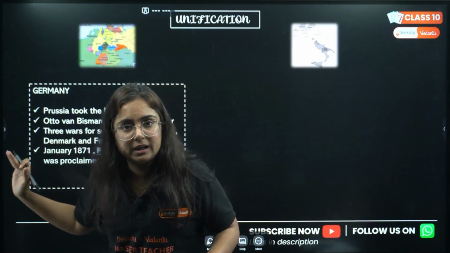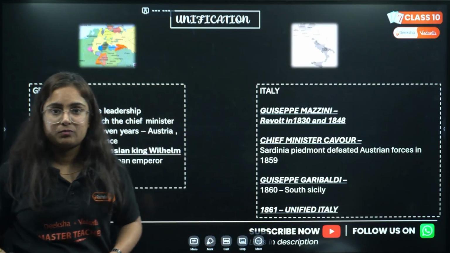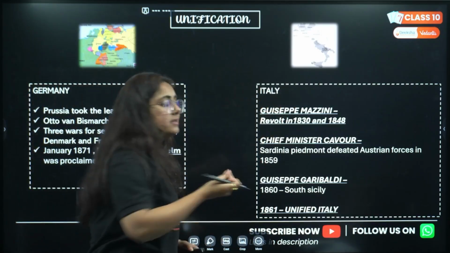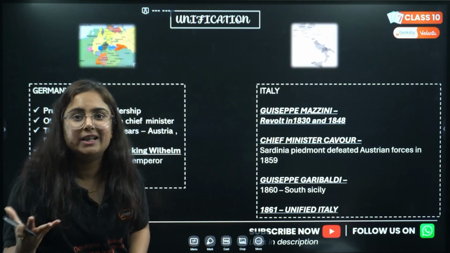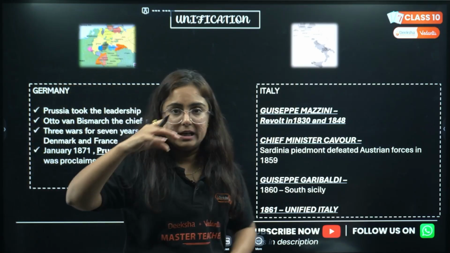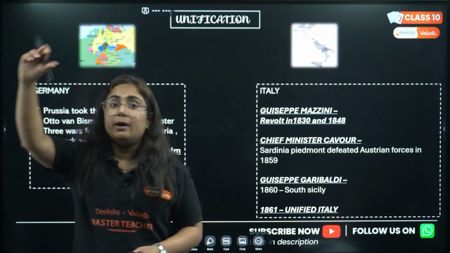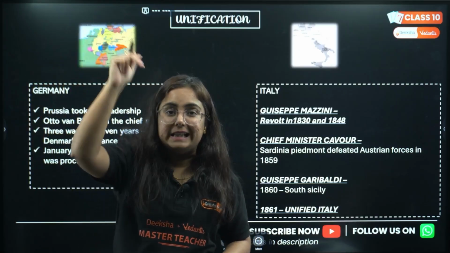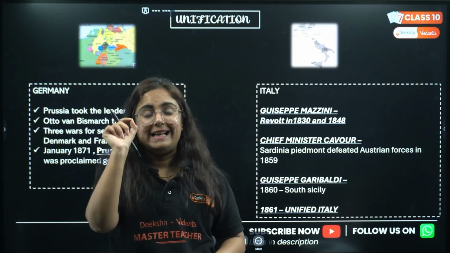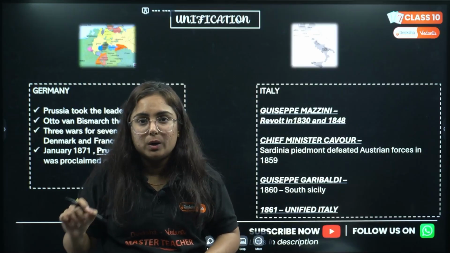Ban gaya Germany. Now we will talk about Italy. If we talk about Italy, bhai, this is a politically fragmented region. Kahin par koi rule kar raha hai, kahin par koi rule kar raha hai. If we talk about the North, it was Sardinia, Piedmont, the only Italian princely ruler ruling over there.